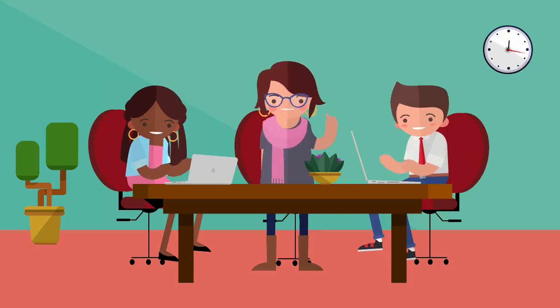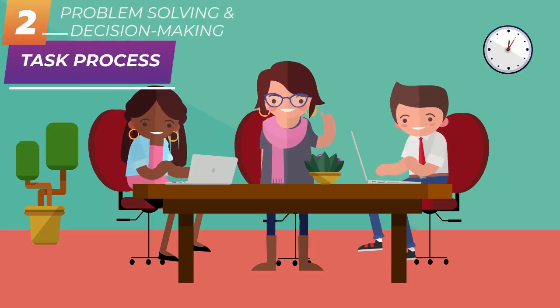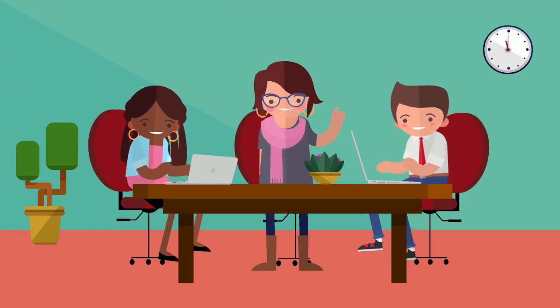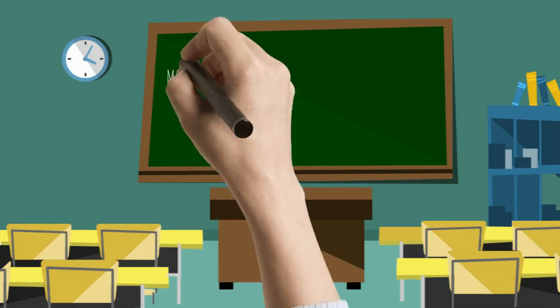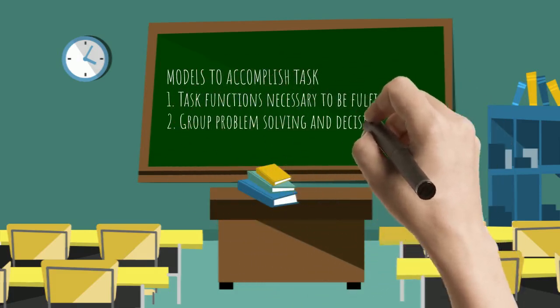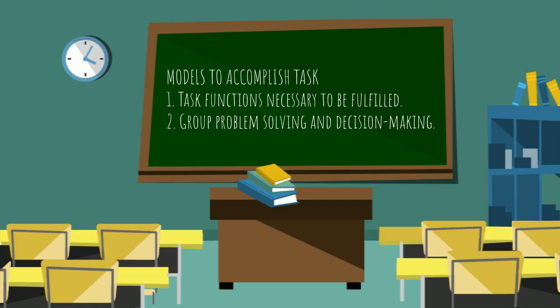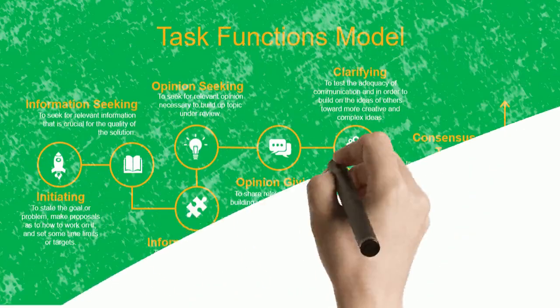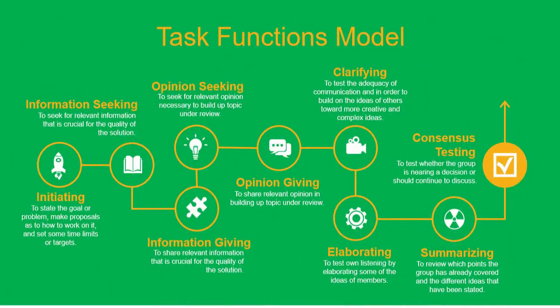Another level in observing how a group will function in accomplishing its task is the process level. For this, we have the task process. This is the part wherein the group gets the task done effectively. Schein articulated 2 possible models that can be used to accomplish a task. 1. Task functions necessary to be fulfilled. And 2. Group problem solving and decision making. For a group to move forward on its primary task, a certain number of task functions must be fulfilled. Initiating, information seeking, information giving, opinion seeking, opinion giving, clarifying, elaborating, summarizing, consensus testing.